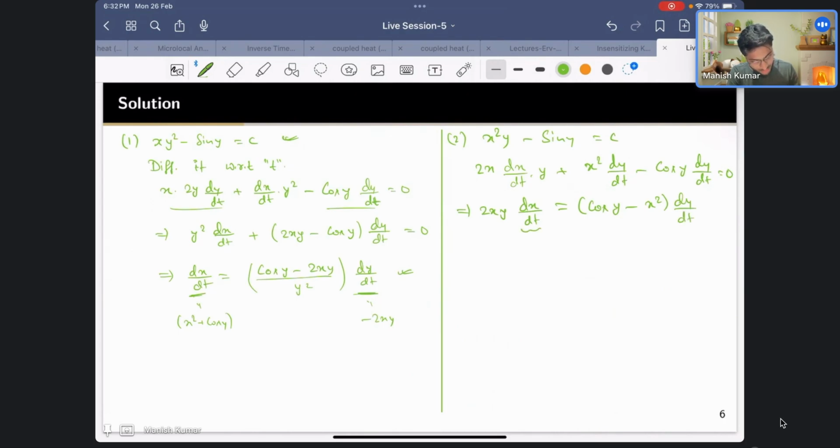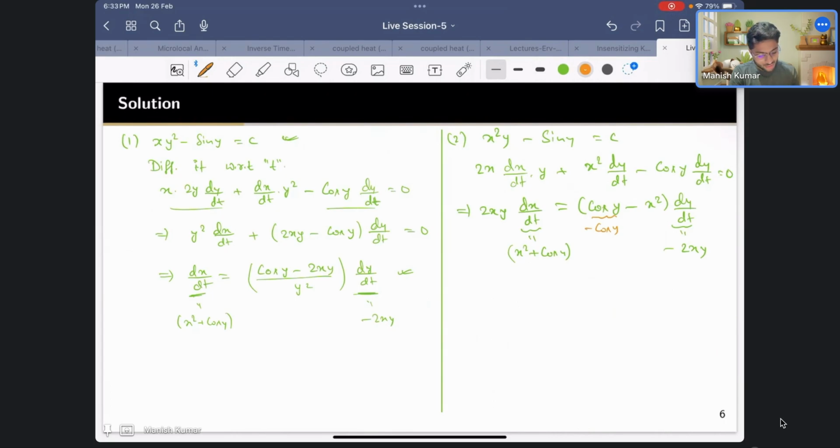Again, you substitute dx/dt as x square plus cos y, and dy/dt as minus 2xy. You can see there is a bit of similarity, but there is an issue of sign, right? If here I had got minus cos y, then you might have got the answer. Suppose I got minus cos y here, then clearly this will be solved, right? This equality is justified, right?